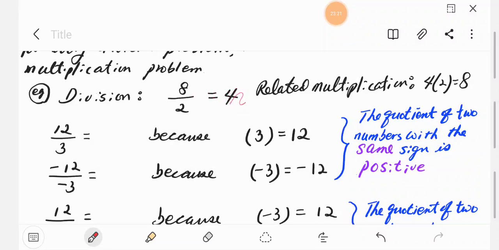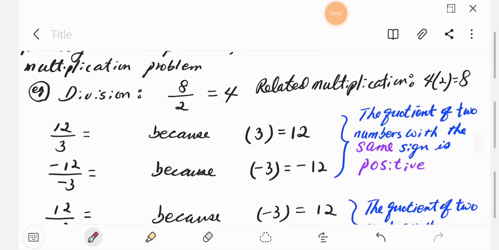The result is 4, right? 4 times the divisor, 2. So 4 times 2 is 8. So you can write this division equation as a product equation. Can you see it? So the result of this quotient is 4. So 4 times 2 is 8.